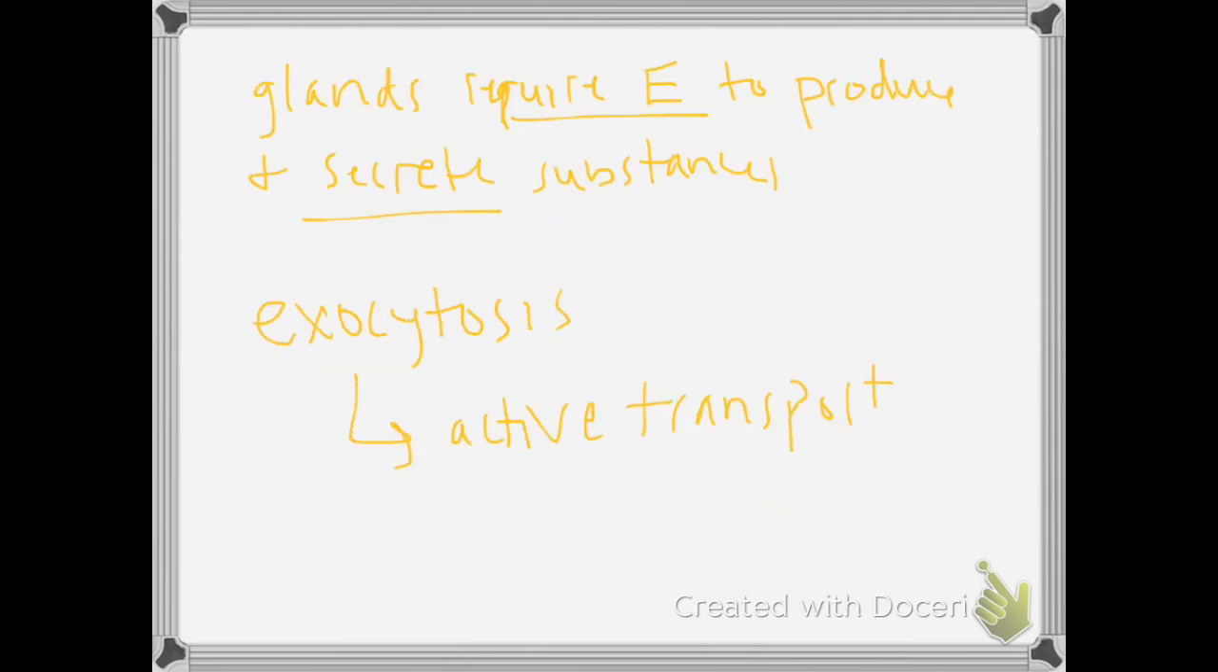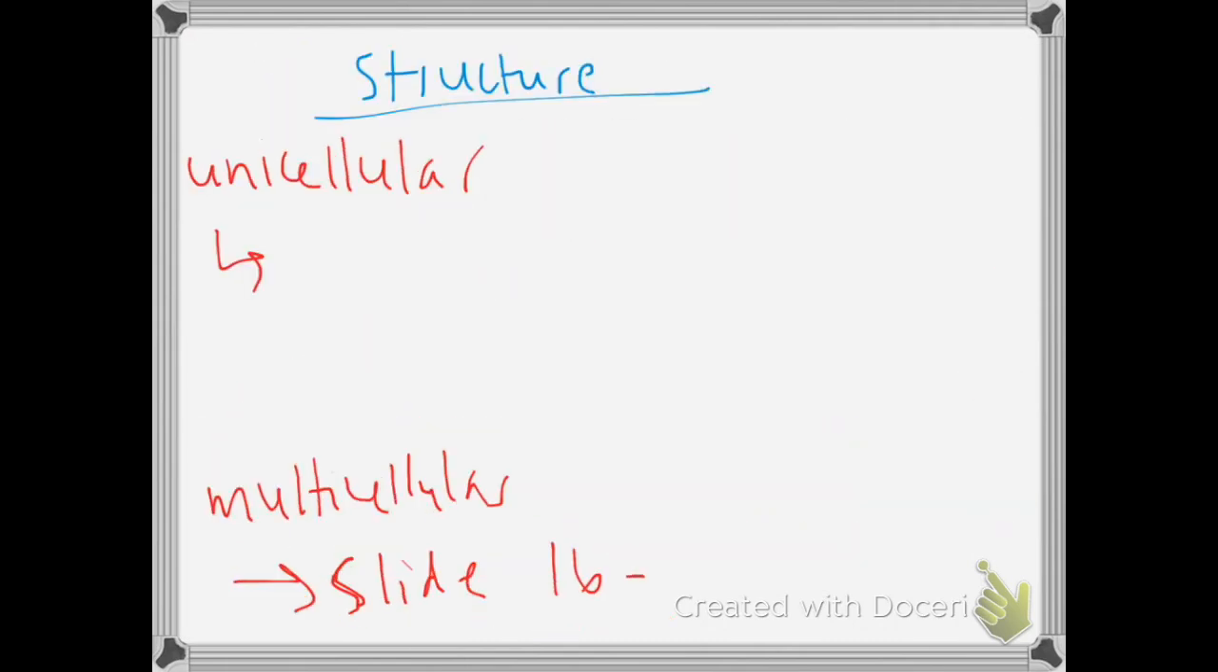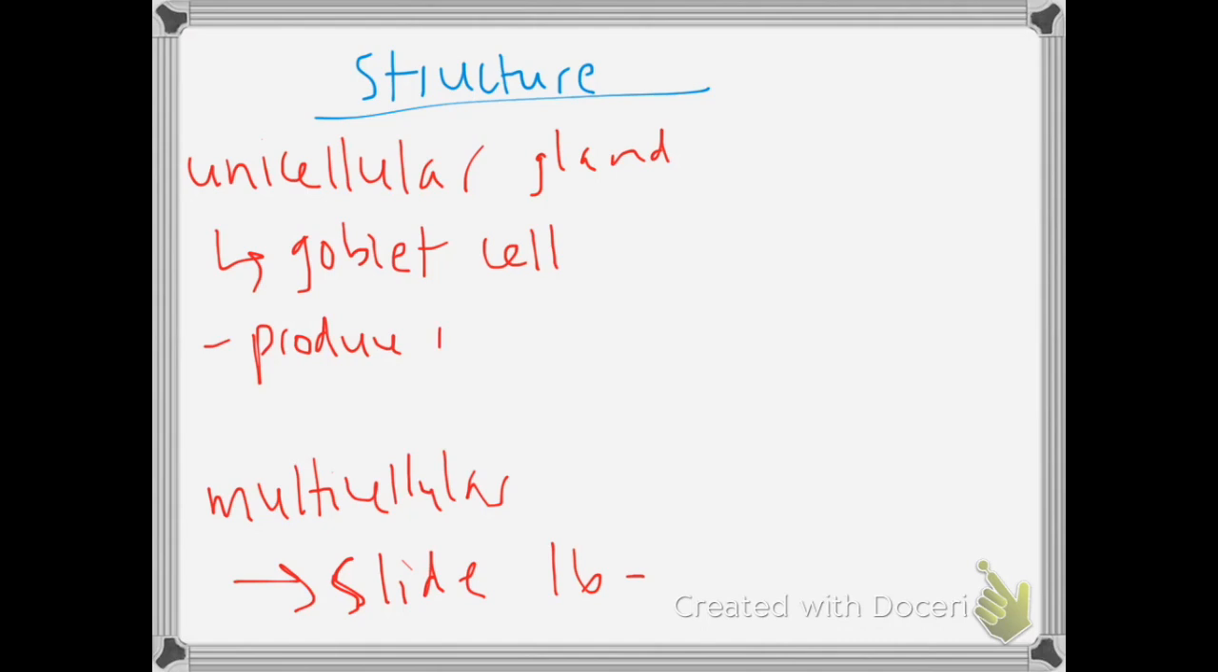Now we need to look at onto the surface of the cell. That is going to be our unicellular goblet cell. Unicellular gland, call it a goblet cell. This is going to produce and secrete mucus. And this could secrete into a duct or onto the surface of the cell. I don't have a great one for secreting into the duct yet. I can't think of one off the top of my head.